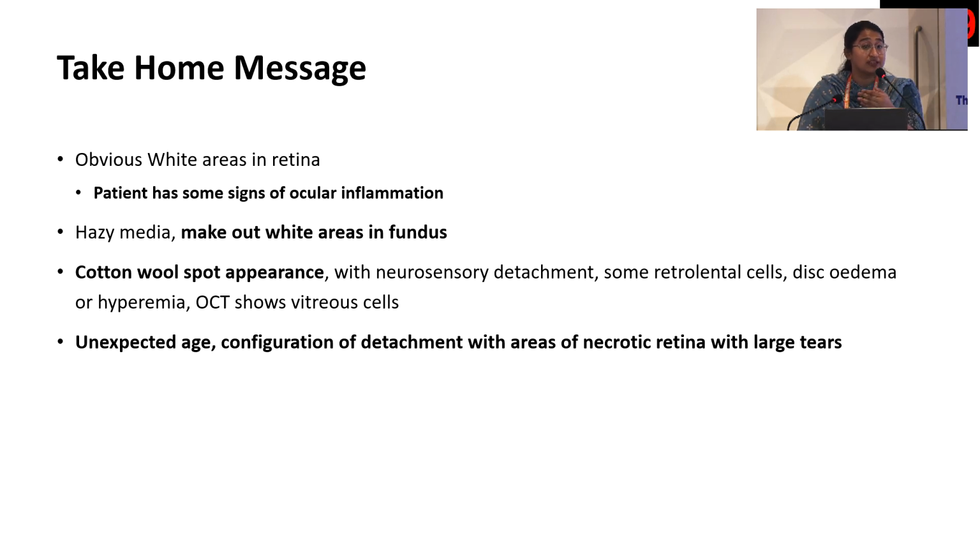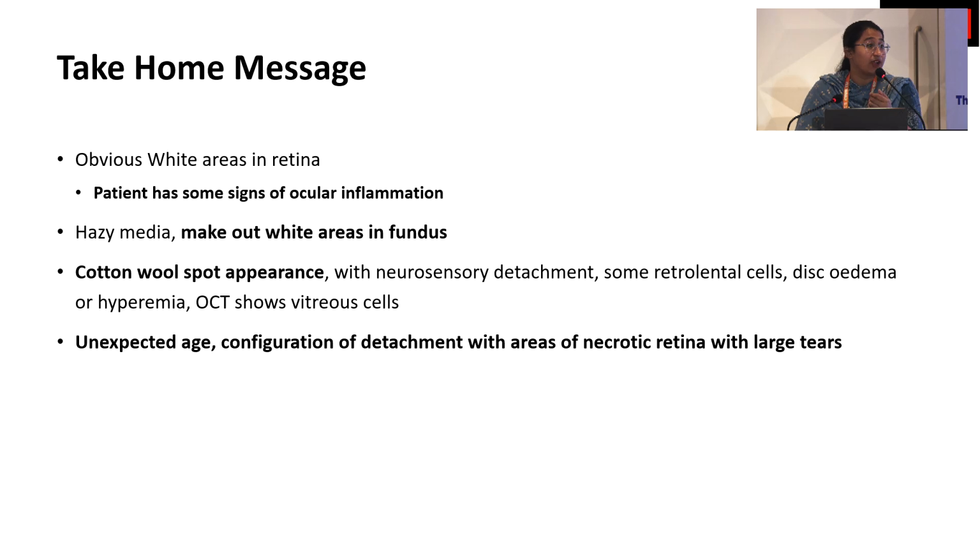At times you may see areas of peripheral necrosis of the retina, which would indicate it is ARN. And if you see a cotton wool spot appearance, cotton wool spots associated with macular exudation with disc hyperemia, again, look for signs of inflammation.